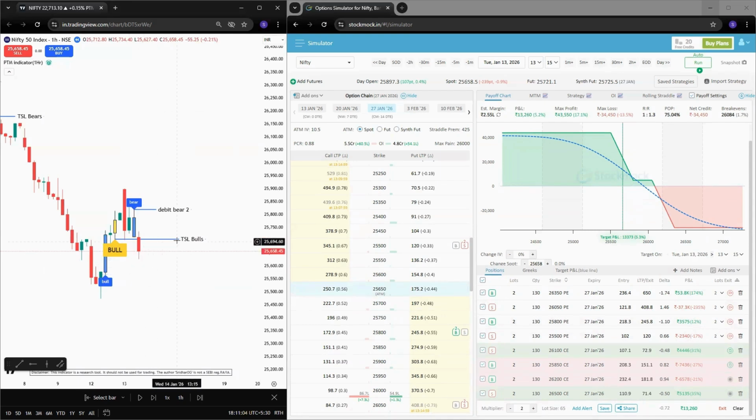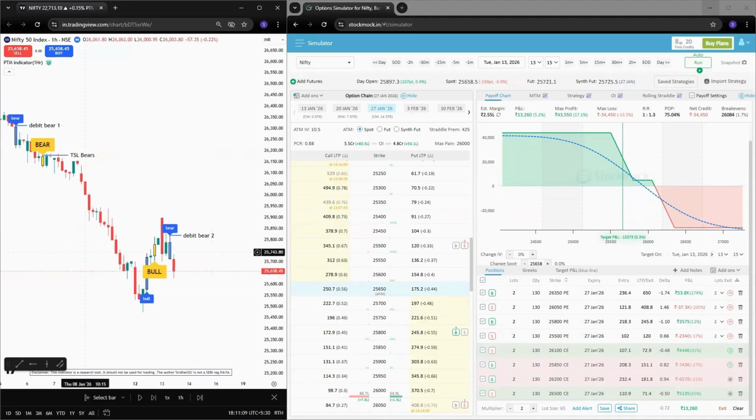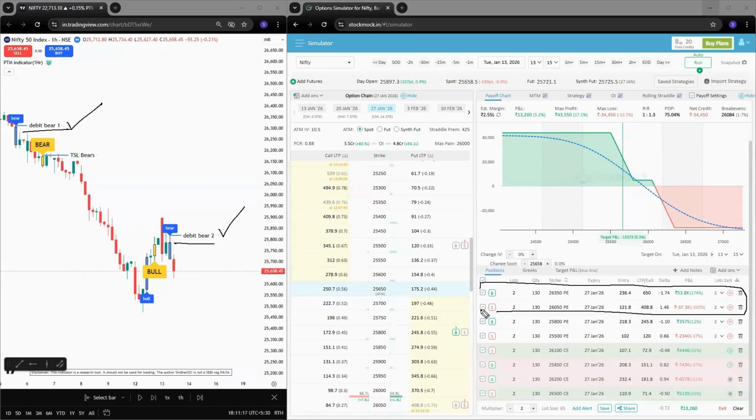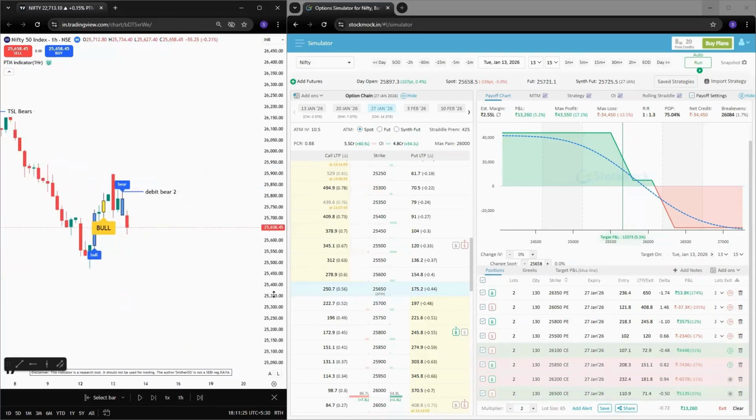I'll remove the notes. Remove the notes from your chart. What do I have active? I have one debit spread bear, and a second debit spread bear. Check. Yes, I have two spreads active. That is all I have active. Let us go forward and see what happens in the chart. I am not checking profit and loss, keep that in mind. The market goes up, goes down, sideways a little bit.